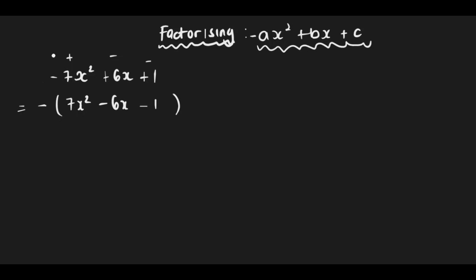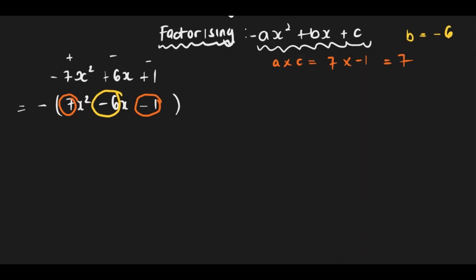Right? And now we're going to factorize this. Since a is not 1 or negative 1, what do we need to do? We need to multiply a and c. So a multiplied by c is equal to 7 multiplied by -1, which gives us -7, right? And the other thing we need is our b value. When we add the two factors, we need to get b, which in our case is -6.